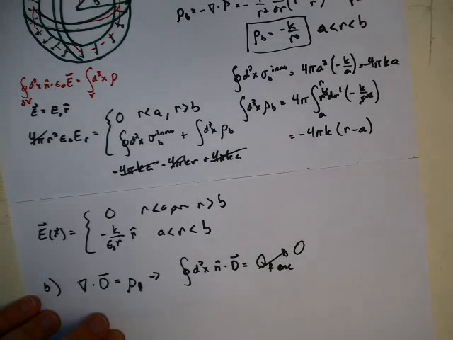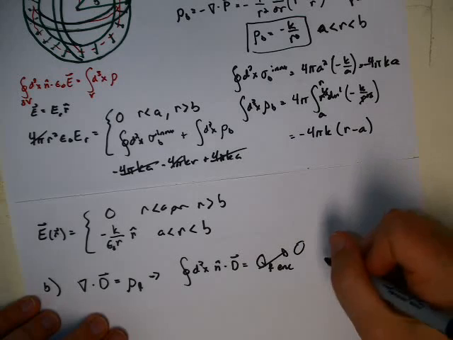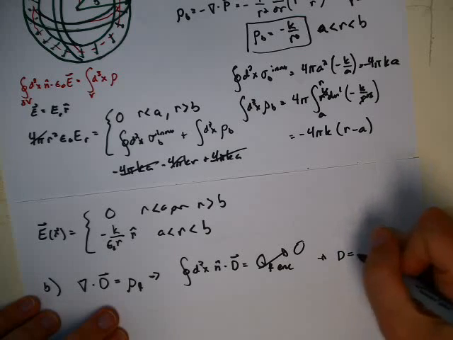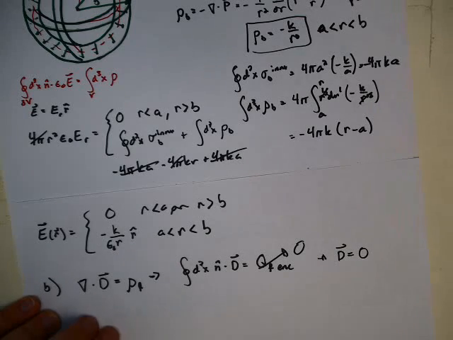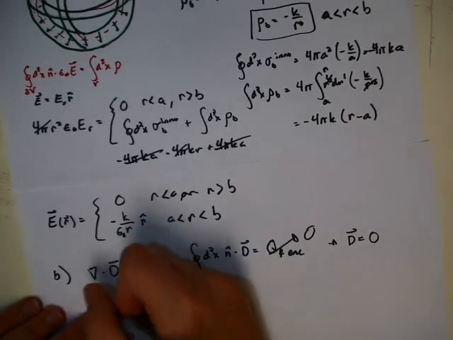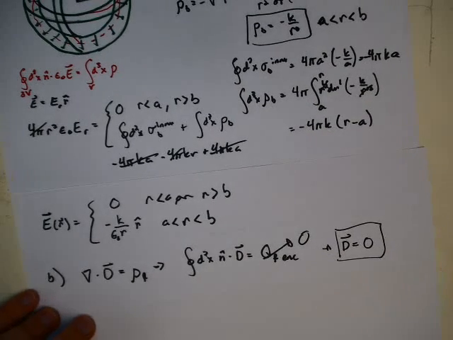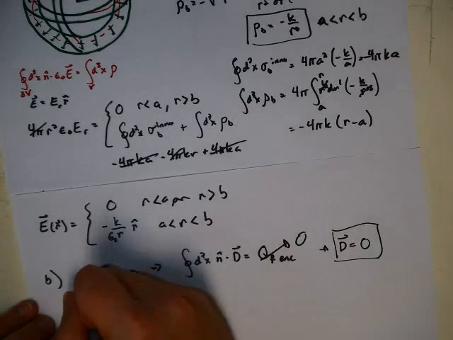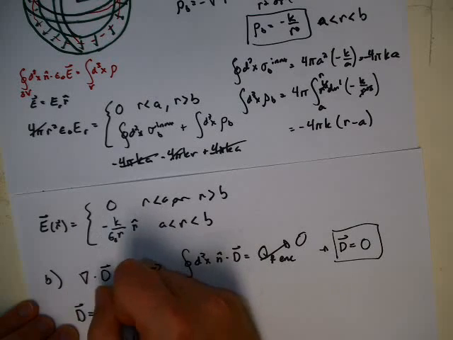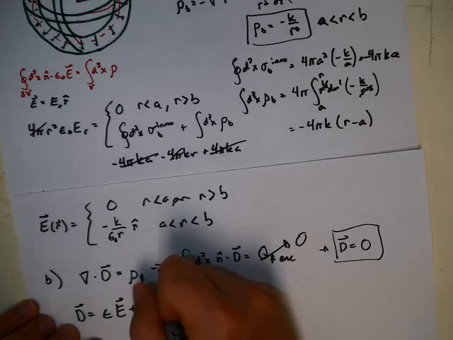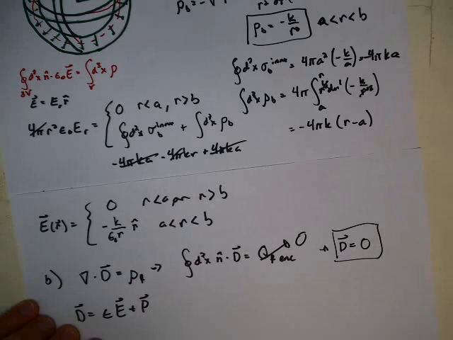By the statement, this thing has to be spherically symmetric, and so the only way that this is going to work out is if D is always equal to 0 over the entire space. And so that's the first thing. We find that the displacement vector D is 0 over the entire space. Then we can use our expression for D. We know D, by definition, is epsilon naught E plus the polarization vector P.